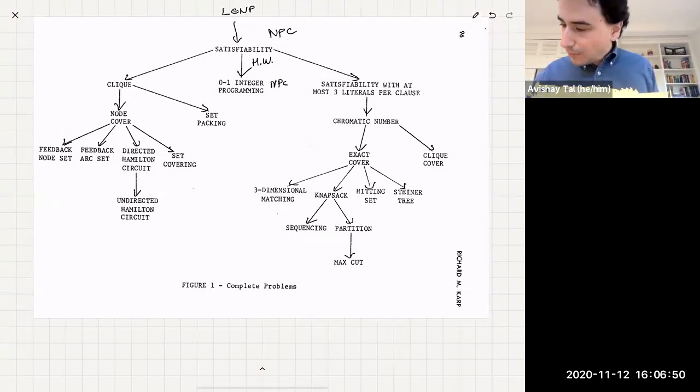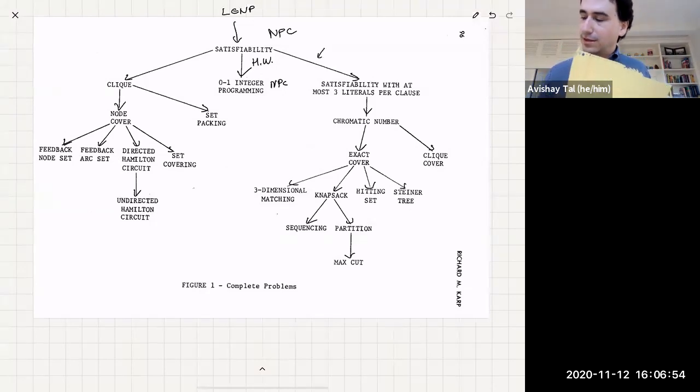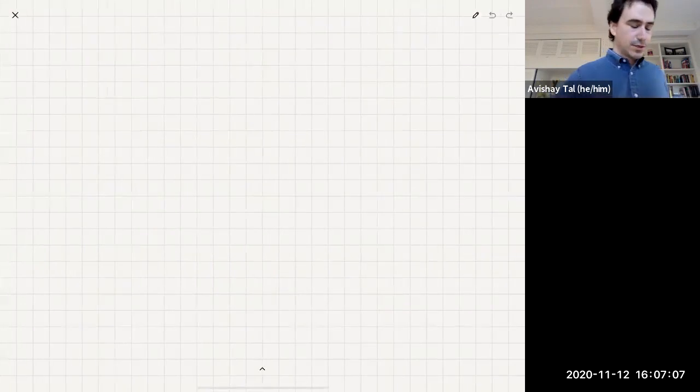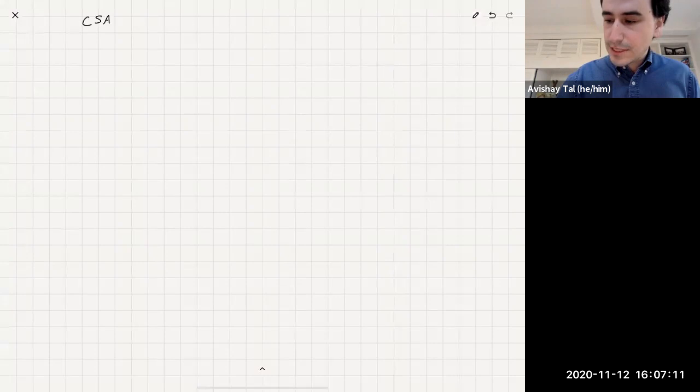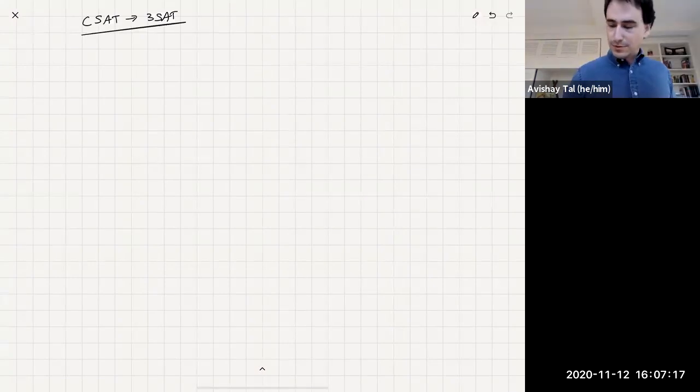Okay, so we start here. I want to start first from the reduction from satisfiability or circuit satisfiability to satisfiability with at most 3 literals per clause, or this is also called 3SAT. Okay, so a much shorter name. So we want to show a reduction from CSAT to 3SAT. That will be the next goal. So let's first define what is CSAT.